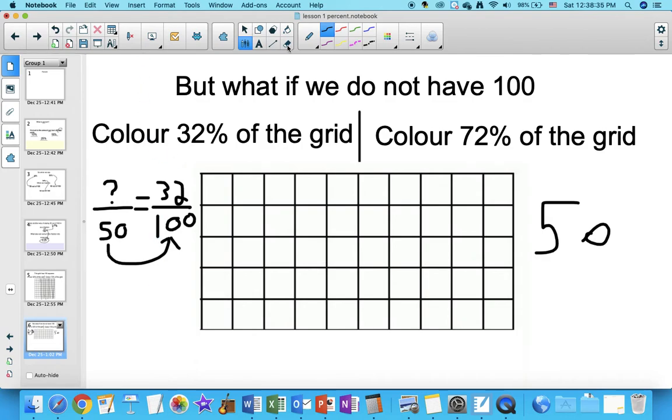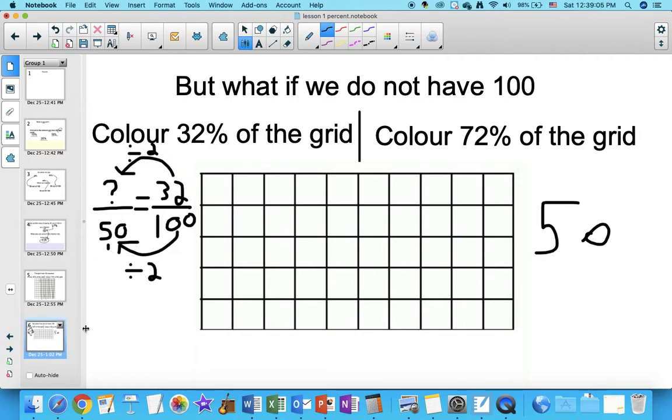Sorry, let me just do it the other way. It'll be easier this way. So in this case, I'm trying to find out 100 turns into 50. Well, to turn 100 into 50, I could just divide it by 2, right? If I divide 100 by 2, I get 50. Well, whatever I do to the bottom, I must do to the top, right? And so we divide that by 2.